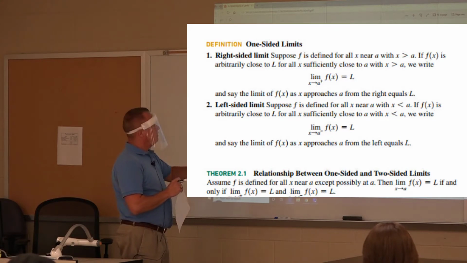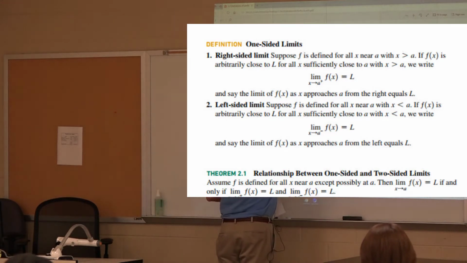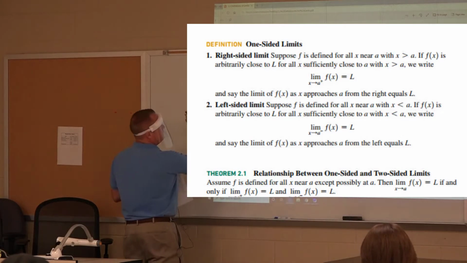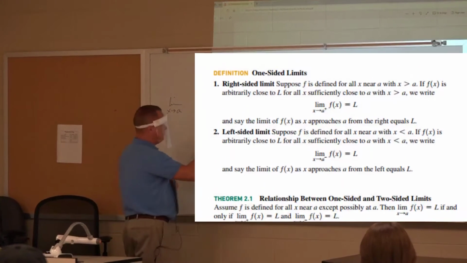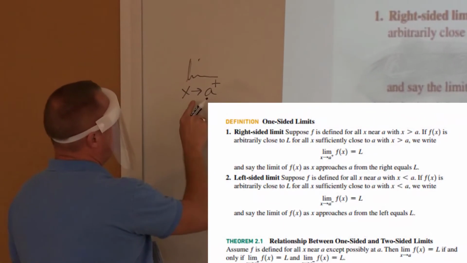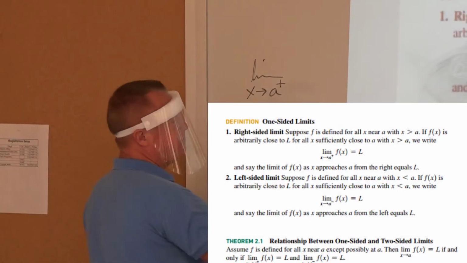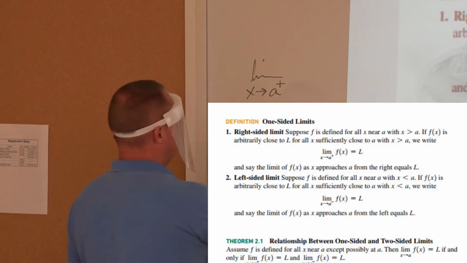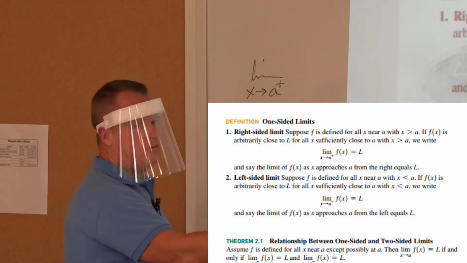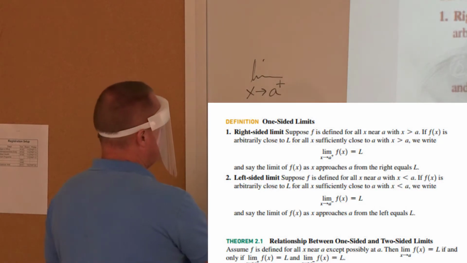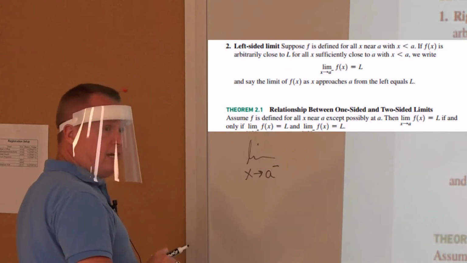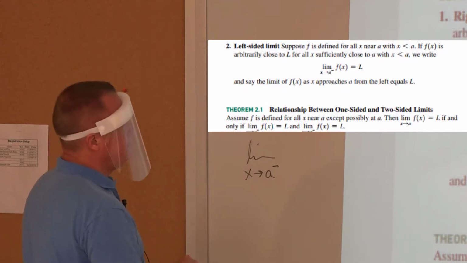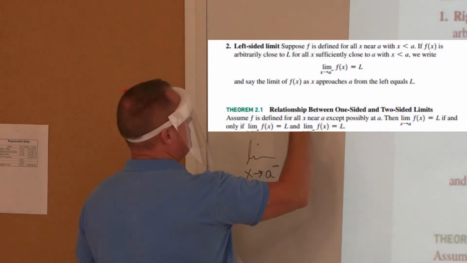I don't know if you can see this very well, but that is the limit as x approaches a. If there's a plus sign, like an exponent up here, that would mean the limit as x approaches a from the right, or from the positive direction. If that's a negative sign, that would mean from the negative side, which is the left, of f of x.